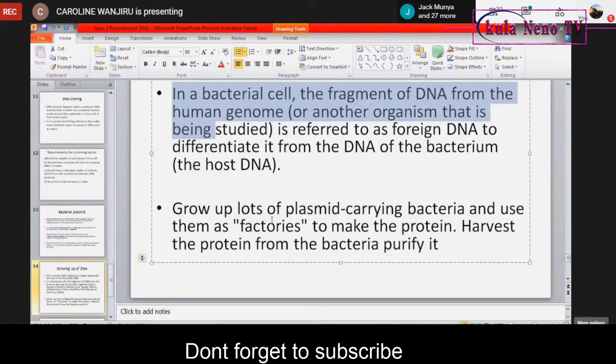You can grow up lots of plasmid carrying bacteria and use them as factories to make the protein that you're interested in. How will the protein be made? It will be made from the gene code of interest, because remember, it's from the genes that these proteins are made. And you can harvest the protein from the bacteria and purify it.